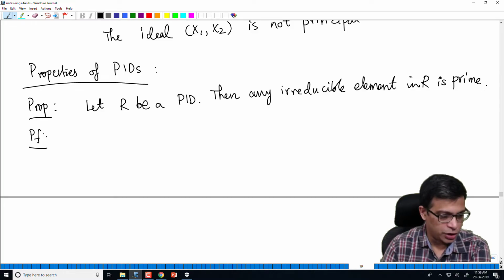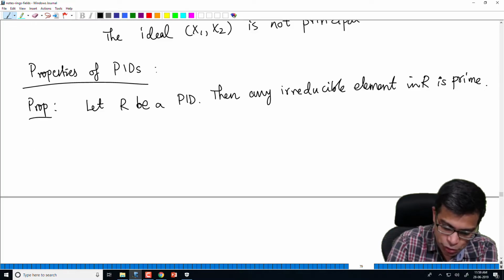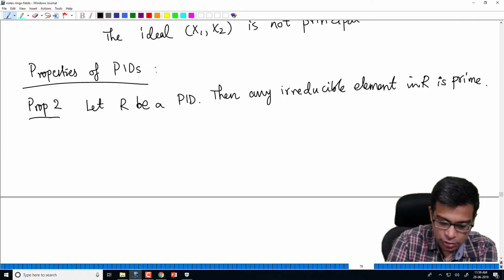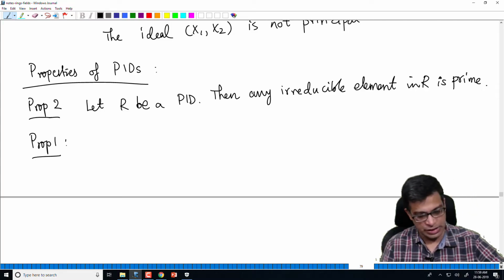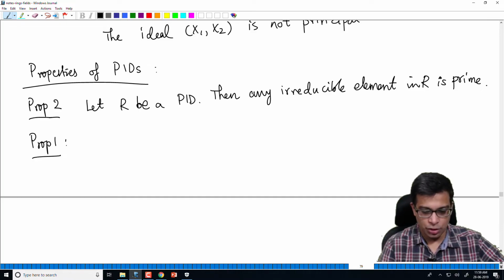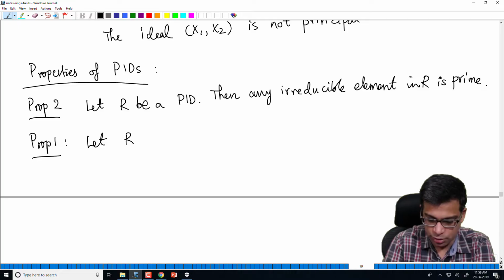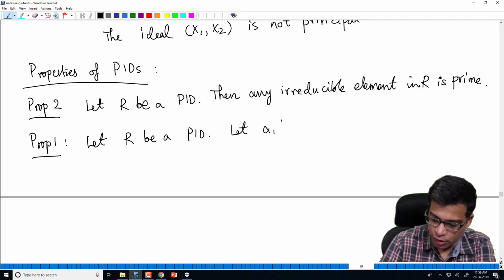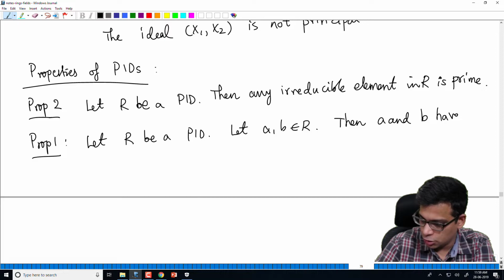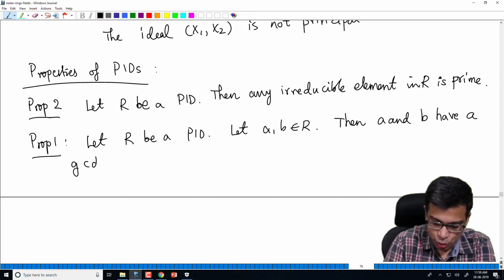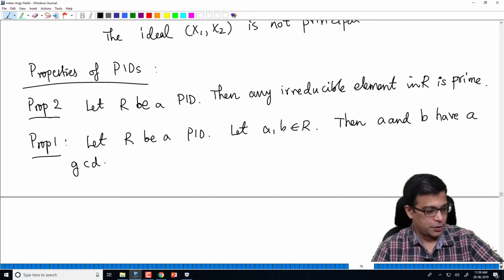Okay, so actually I should make this proposition 2, and I will write proposition 1 first now, which I will prove first, and then we will do proposition 2. So what is proposition 1? Let R be a PID, and let us take two elements a and b, then a and b have a GCD. Okay, so I am going to use this to prove the second proposition.